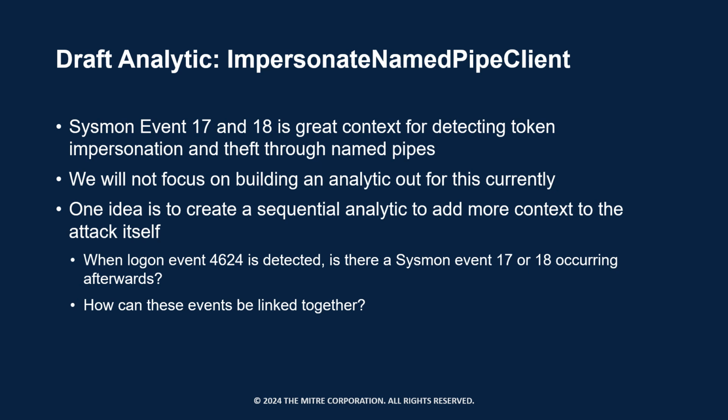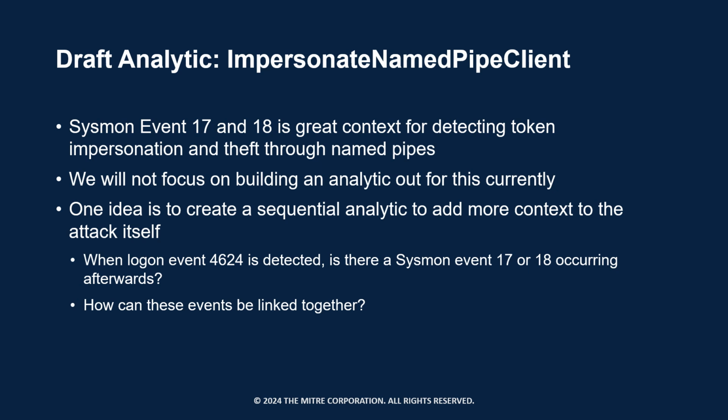Another analytic idea we can pursue is identifying the impersonate named pipe client attack. As Ryan discussed in the previous lesson, Sysmon Event 17 and 18 will identify when an adversary has created a pipe and the pipe has made a connection. For this lesson, we will not be focusing on building out the remainder of this analytic. However, it is definitely something which can be pursued if you collect Sysmon data or other data that can identify the creation and connection of these pipes.